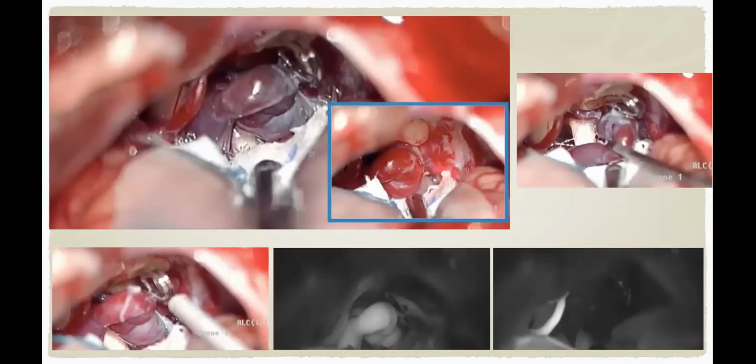Now, this slide is very important. If you can appreciate here, this is a preoperative image where you can see the whole arterialized venous system is all bright red.